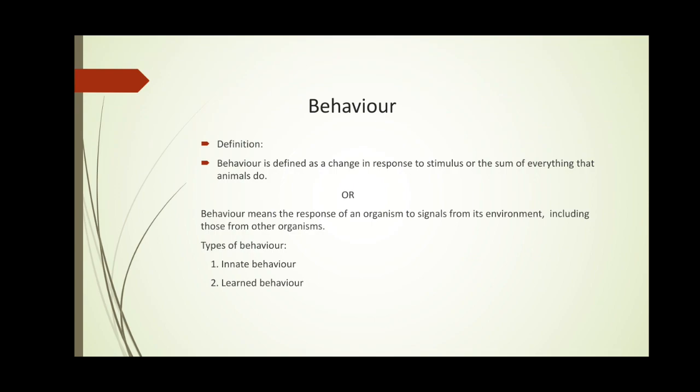So as you know, there are different types of relationships between organisms and the environment as well as the relationship between organisms and other organisms. There are basically two types of behaviors. First one is called innate behavior and the other is called learning behavior.